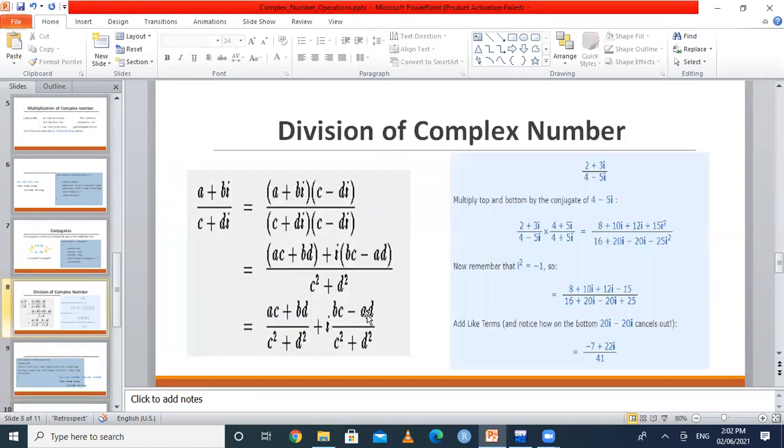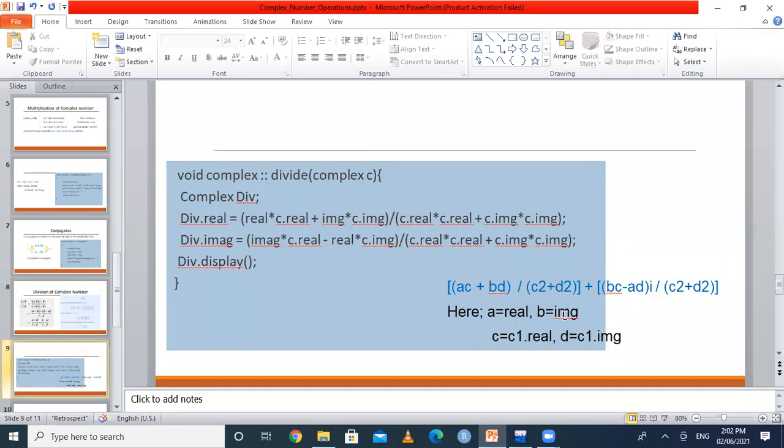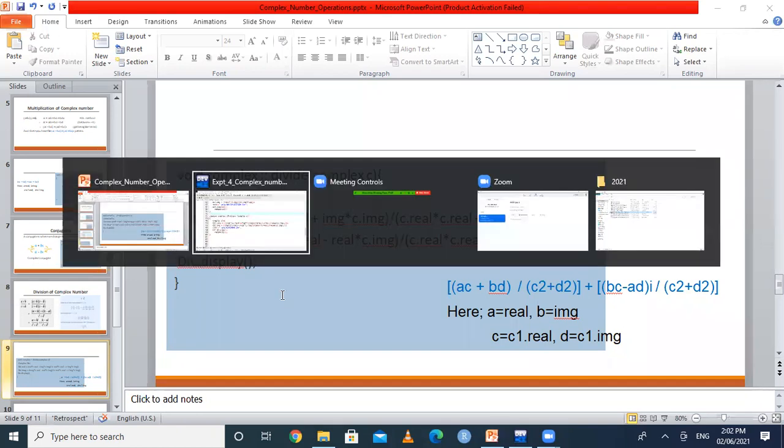And after that, there is BC minus AD divided by C square plus D square. So BC means here imaginary multiplied by C1 dot real minus AD. AD means again here real multiplied by C1 dot imaginary, and divided by C square plus D square. So it is C1 dot real multiplied by C1 dot real plus C1 dot imaginary multiplied by C1 dot imaginary. So in this way, you can go for complex division.